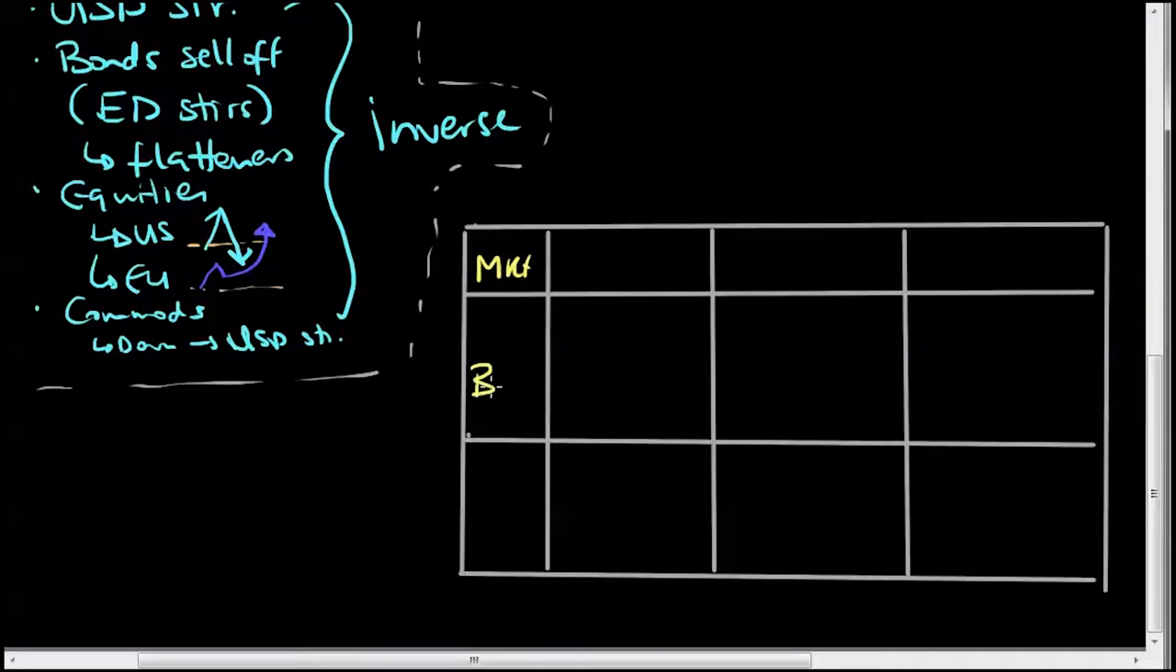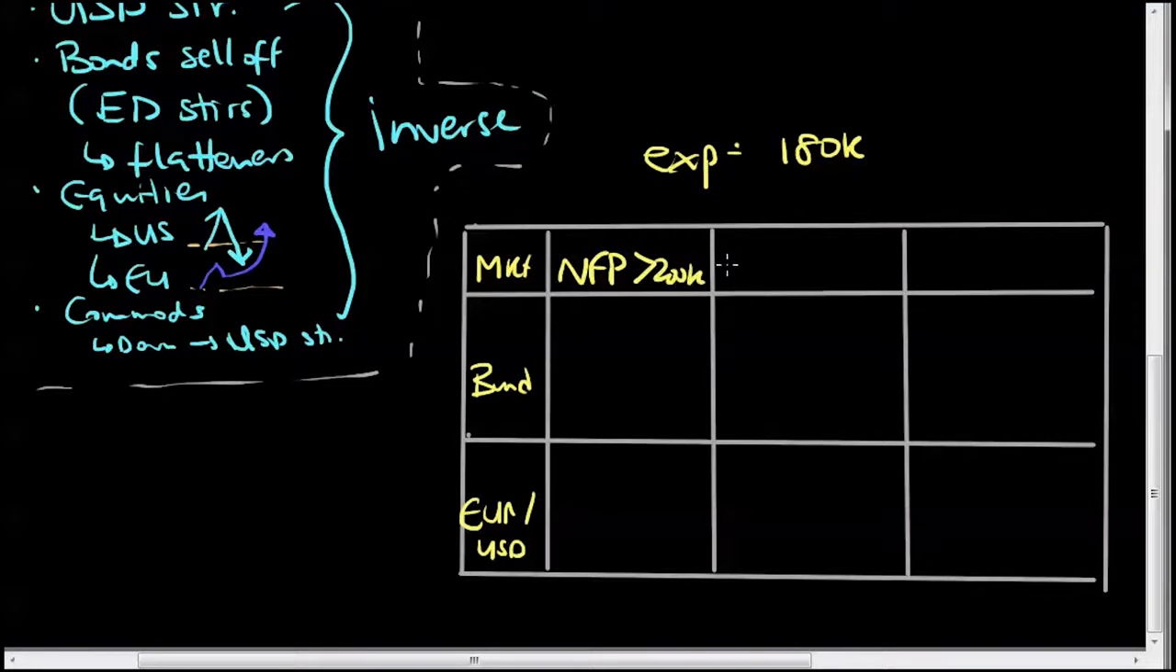We're going to be looking at the Bund and the Euro USD. Then we've got the scenarios. Now our expectations are for a 180k figure, and we're going to be trying to do this around that figure. The first scenario we're going to look at is an NFP that is greater than 200k. Then the next scenario, an NFP between 160k and less than 200k. And then we're going to look at an NFP that is less than 160k.